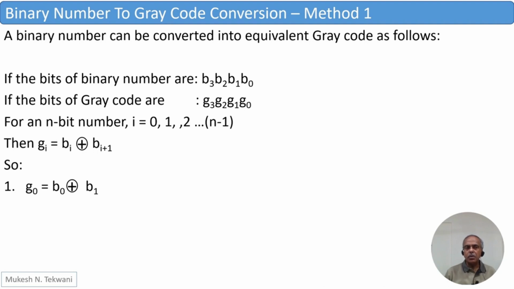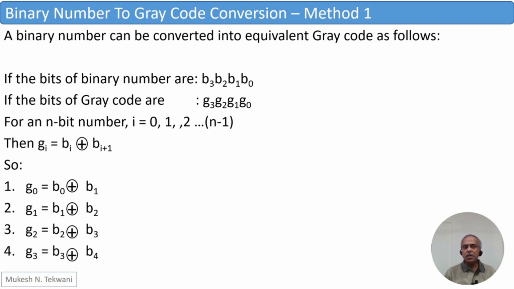The G0 here and B0 correspond to the least significant bits of the gray code and the binary code. G1 will be B1 XOR with B2. G2 is B2 XOR with the next higher bit, which is B3, and G3 is B3 XOR with B4. This is of course assuming that we are considering a 4-bit binary number, and as the bits would be increasing, the gray code also would expand accordingly.